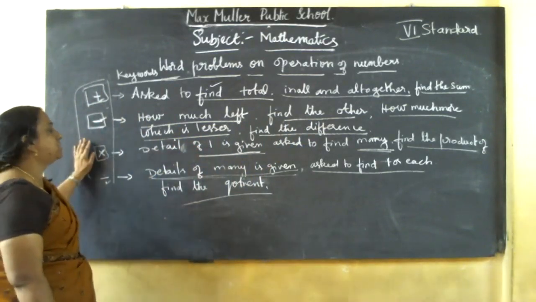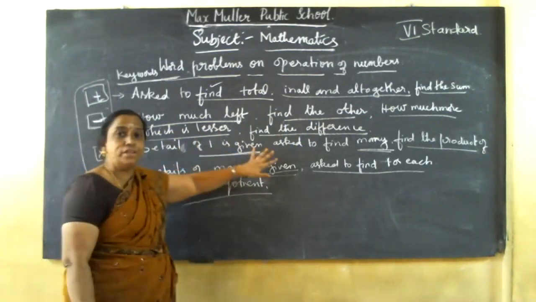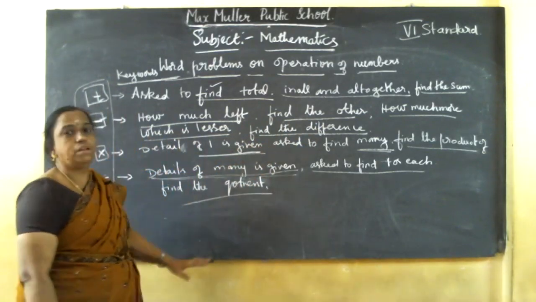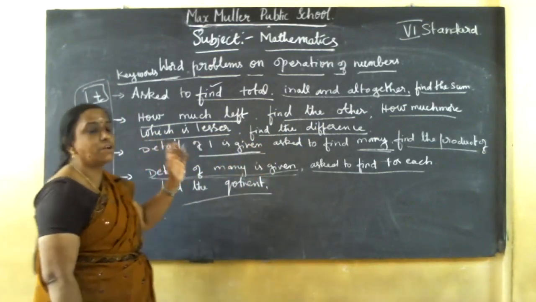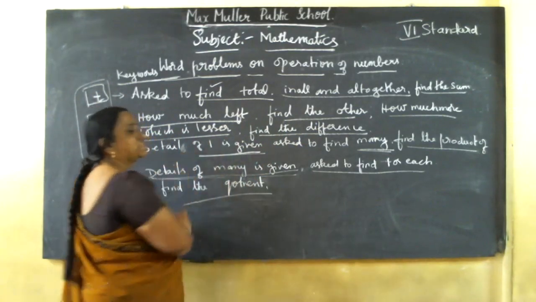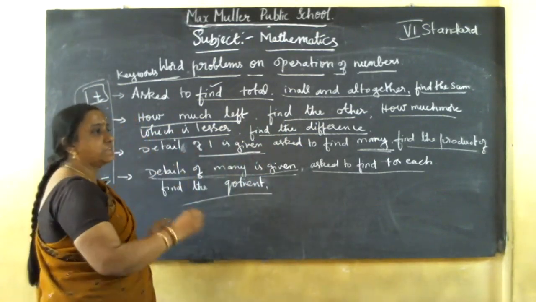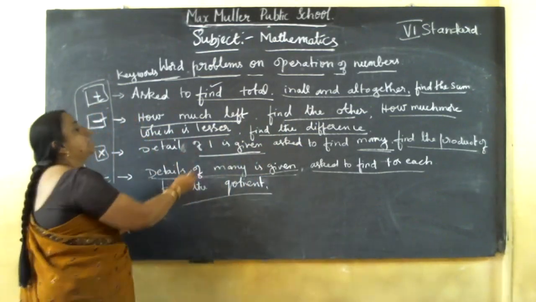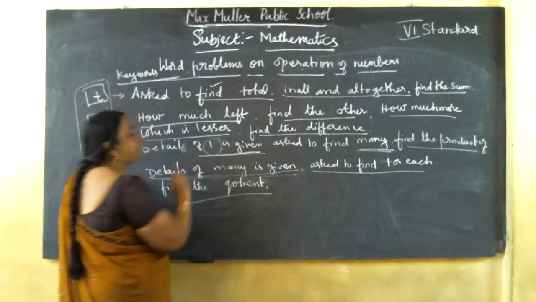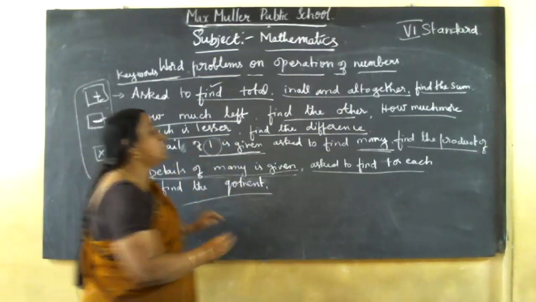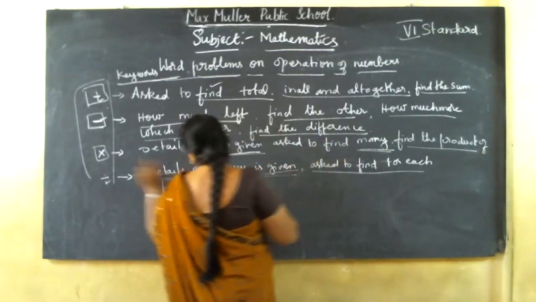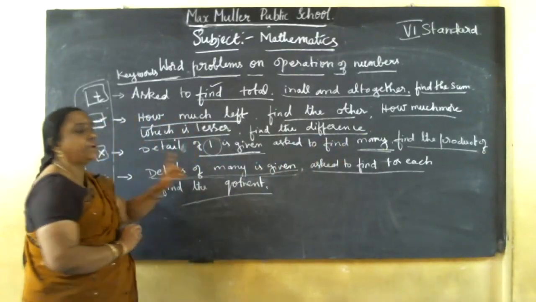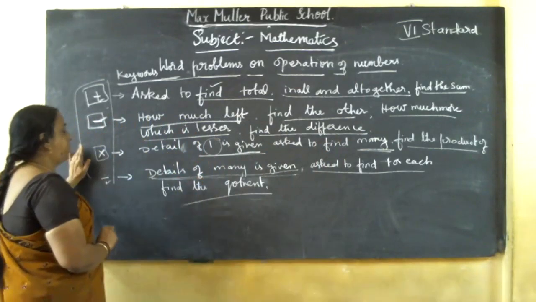In multiplication, what? Details of one are given. The cost of one cylinder is this much. What is the cost of many? Like that. The cost of one flat is this much. What is the cost of 10 flats? If in the question they give one and ask to find many, what should you do? You should go for multiplication. Then find the product is also multiplication.